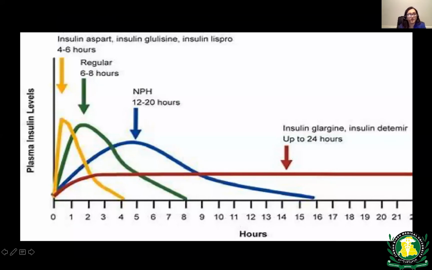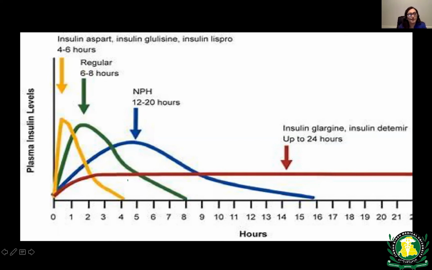So again, looking at all the insulins, this red line here shows the action of the long-acting insulin. As you can see, there is no peak, and since it doesn't peak, it has minimal risk of hypoglycemia. Then in blue here is the NPH or the intermediate insulin, whose action lasts about 14 to 16 hours, but it has a peak here. Whenever you have a peak in the insulin, it's always associated with the risk of hypoglycemia.